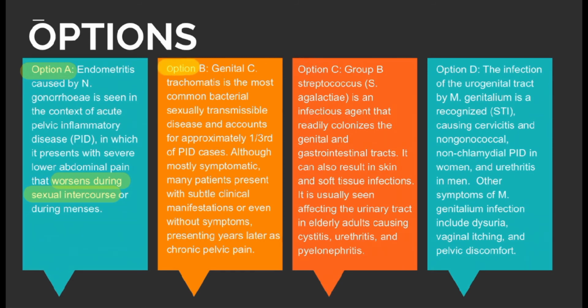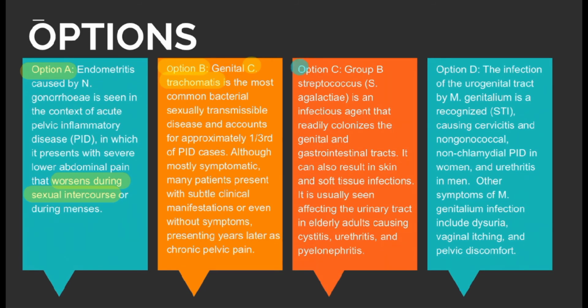Option B, genital Chlamydia trachomatis. Although mostly symptomatic, many patients present with subtle clinical manifestations or even without symptoms, presenting years later as chronic pelvic pain. The patient in the above vignette shows none of the cardinal symptoms of PID and no purulent exudate was present during the vaginal examination.